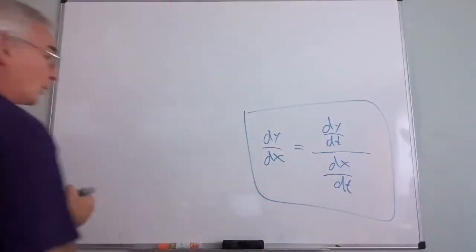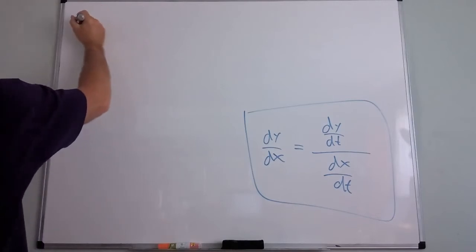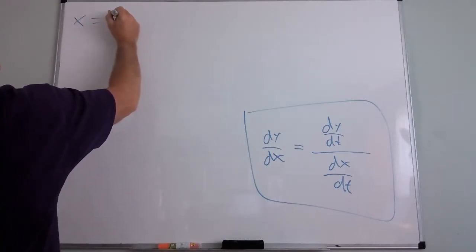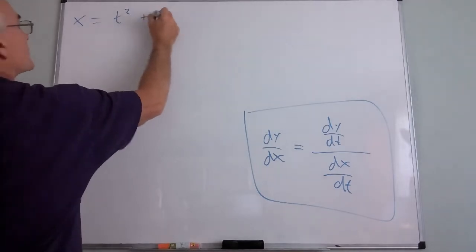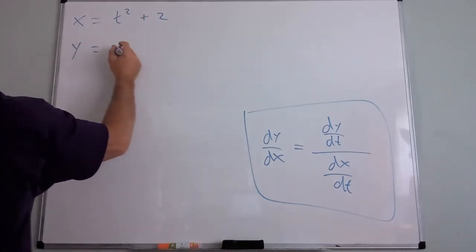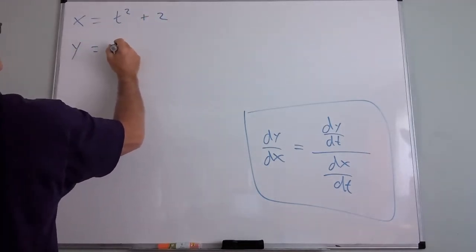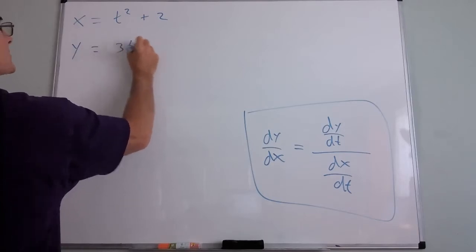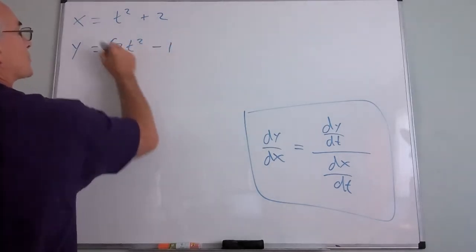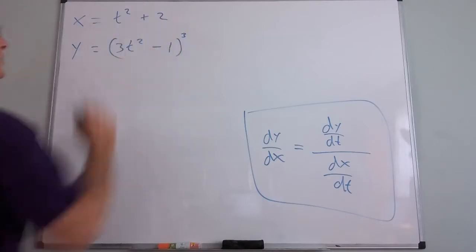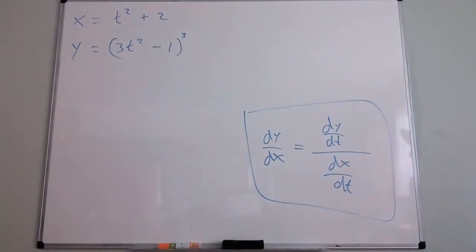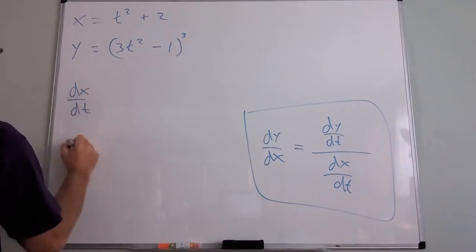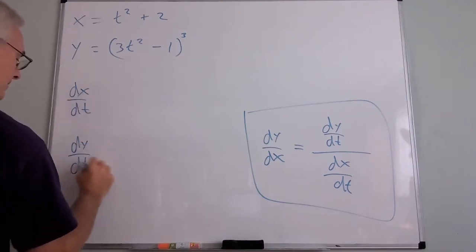So let's start with something relatively simple. Let's say that x is t squared plus 2, and y is 3t squared minus 1, cubed. Let's make it kind of complicated here. What is dx dt? What is dy dt?